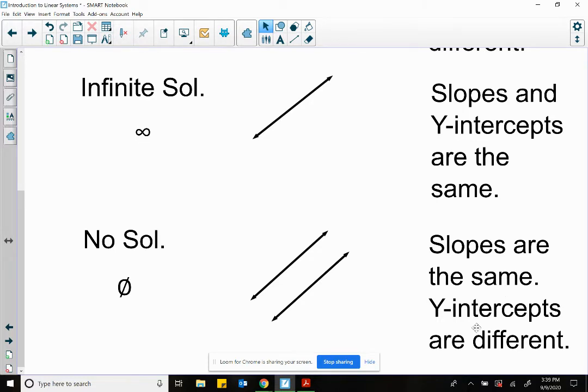Remember, we talked about parallel lines before. Lines that are parallel have the same slope. So that makes sense here that the equations have the same slope. Just the y-intercepts are different. Okay? So no solutions, circle with a line through it. The lines are parallel when they are graphed. They do not intersect. And equation-wise, the slopes are the same and the y-intercepts are different. All right. So those are the three types of solutions.